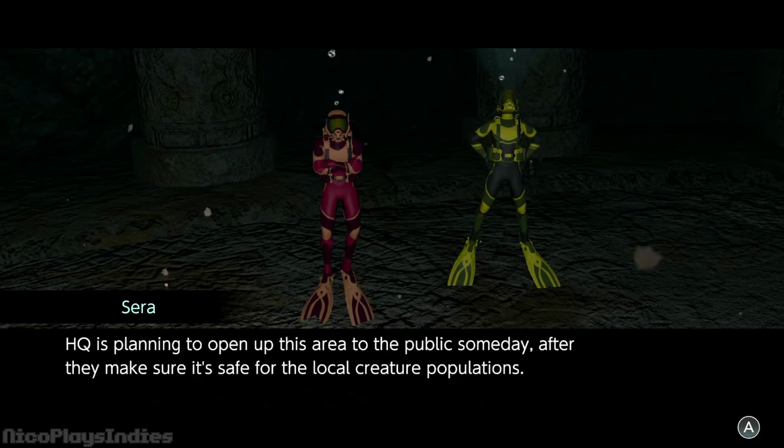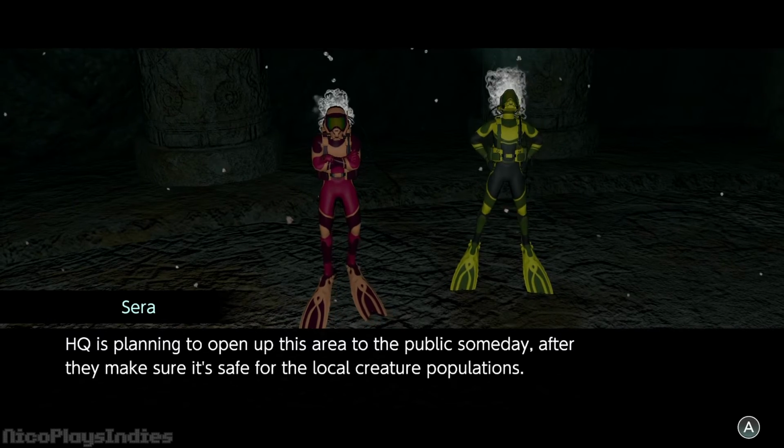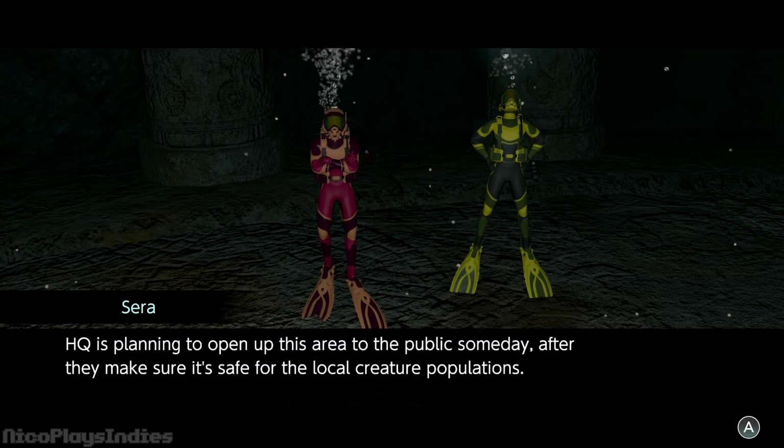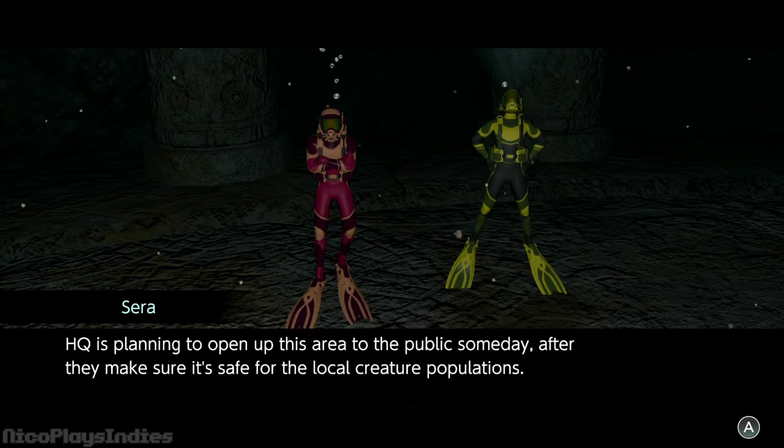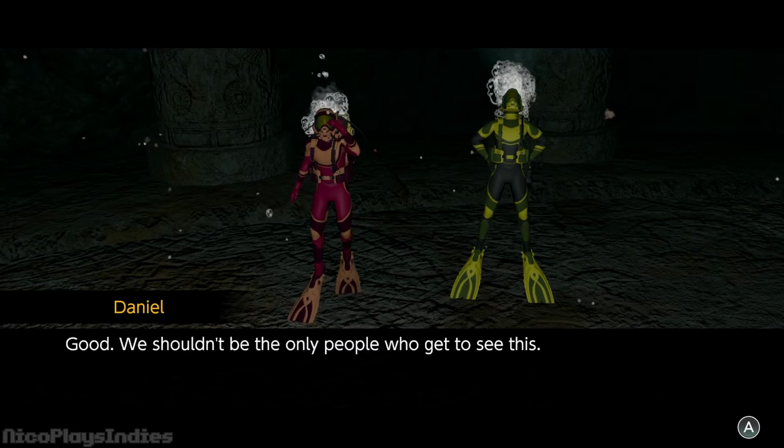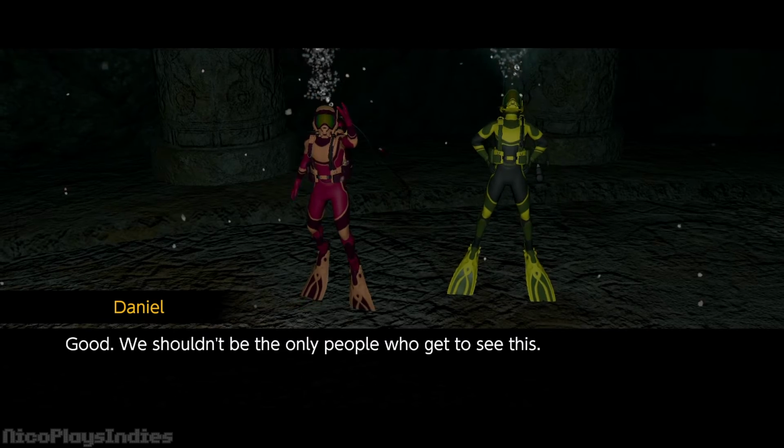HQ is planning to open up this area to the public someday, after they make sure it's safe for the local creature populations. Indeed.